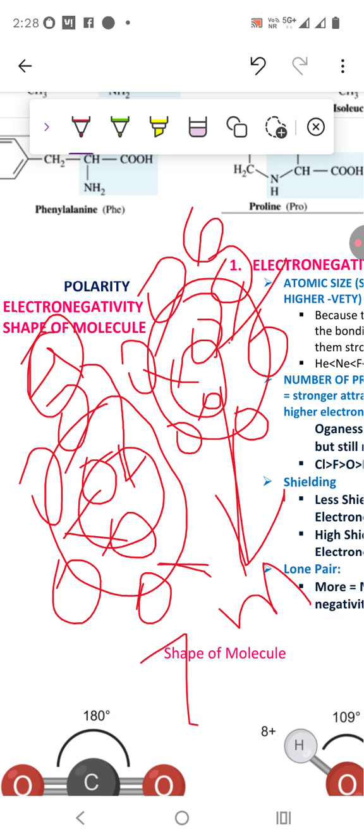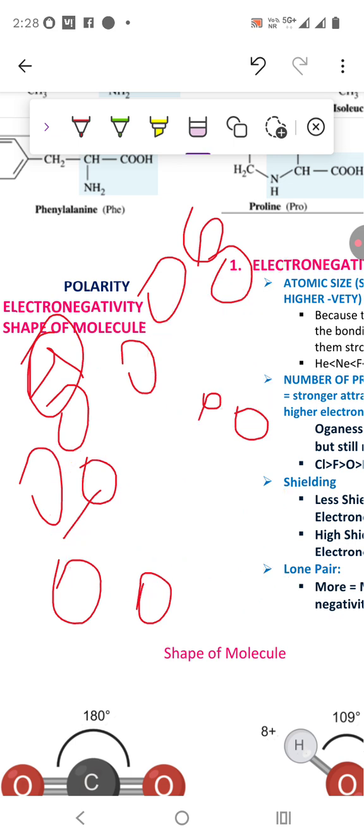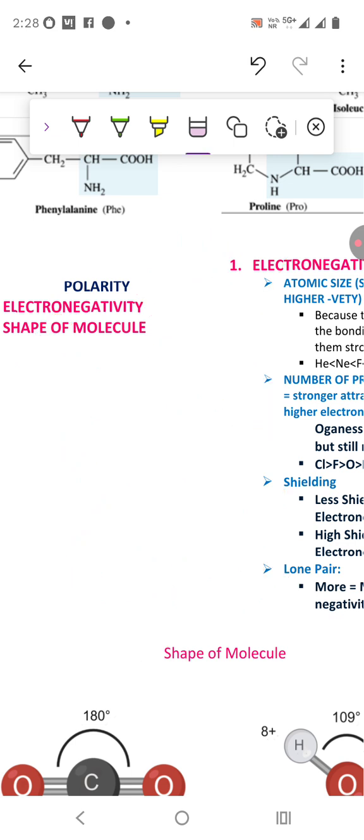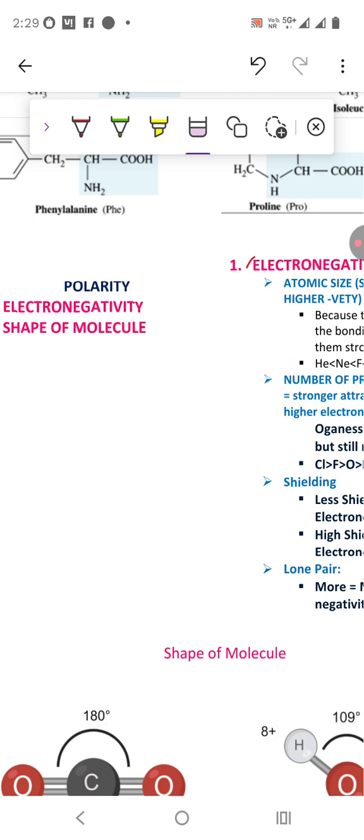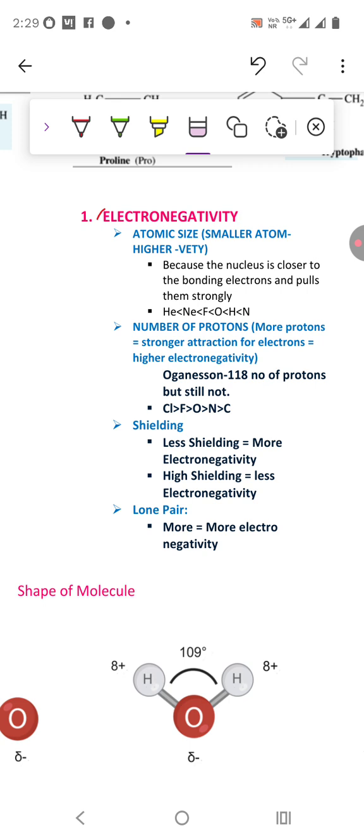Clear? This is known as the shielding effect. The innermost electrons prevent the valence electrons from reaching towards the nucleus. This is called the shielding effect. The less the shielding, the more the electronegativity.